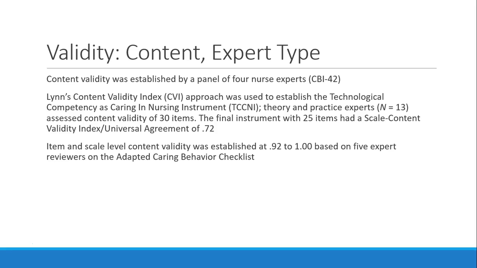So the CBI 42 used a panel of 4 nurse experts. The instrument created by Locsin, the Technological Competency as Caring in Nursing instrument, used 13 people to assess the content validity of 30 items, and essentially ended up with 25 items. They also had a very good index, and this really helped with establishing the expert type content validity. The adapted caring behavior checklist also used 5 experts, and they report the content validity as 0.92 to 1.00.